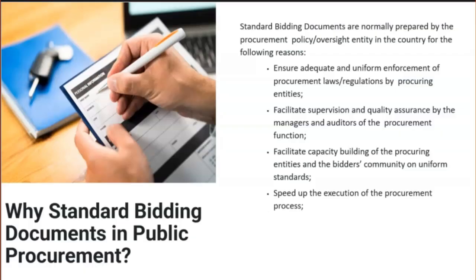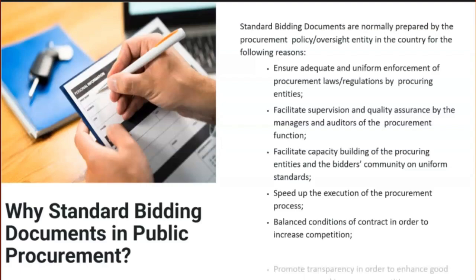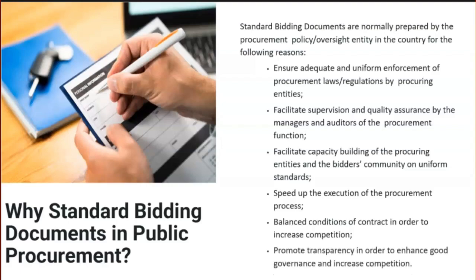Number 4 is to speed up the execution of the procurement process. Number 5 is to balance conditions of contract in order to increase competition. And finally, it is for the purpose of promotion of transparency in order to enhance good governance and increase competition.